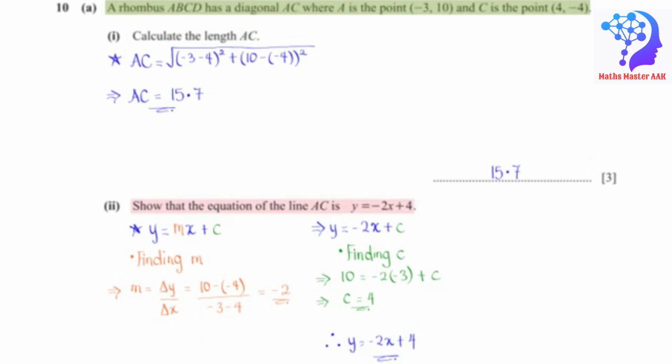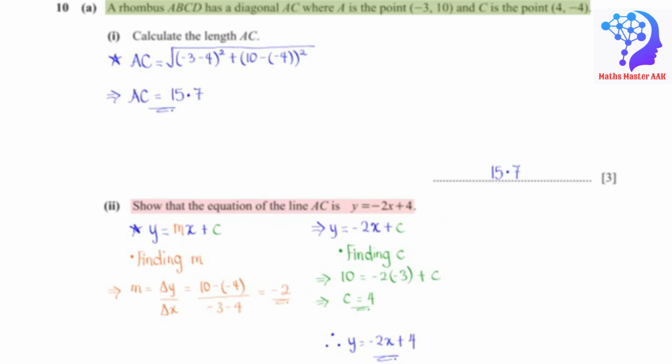Show that the equation of the line AC is y equals -2x plus 4. The equation of any line can be written in the form y equals mx plus c. So now all we need to do is to find the values of m and c. m is the gradient, and that is equal to (10 minus -4) divided by (-3 minus 4). This gives us -2. So now we have y equals -2x plus c.